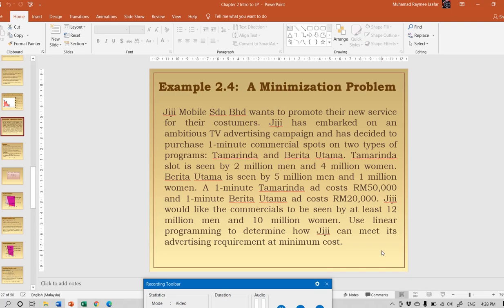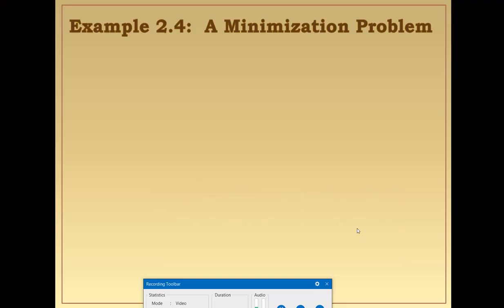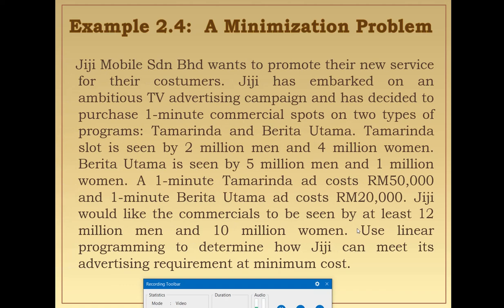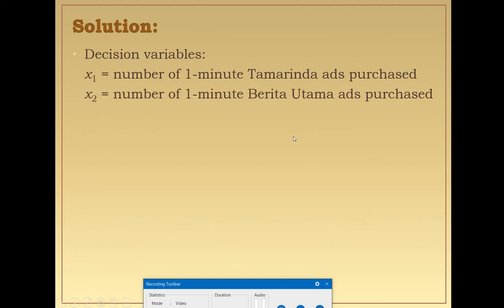Okay, so yang ini pun maklumat dia straightforward. The company wants to minimize the cost, and the cost, kita cari semua maklumat dalam passage ni, ada tak pasal cost? Ada. Okay, so since we define X1 as 1 minute Tamarinda ad purchase and X2 as the 1 minute berita utama ad purchase, therefore the objective function of this problem is minimize Z equals to 50,000 X1 plus 20,000 X2. Alright? Okay, sekali lagi saya stresskan kat sini.